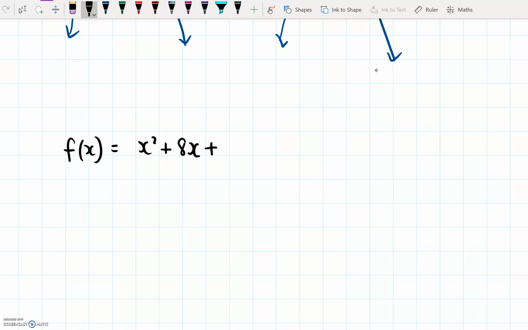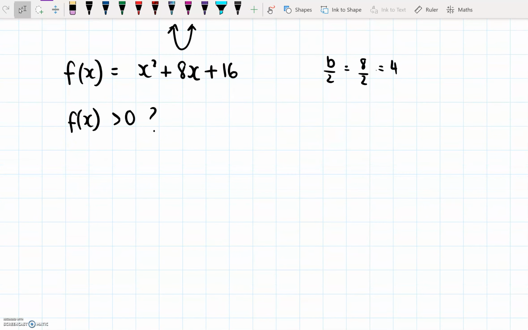Well, think about how we did completing the square. b/2 is equal to 8/2, which is equal to 4. So it's going to be 4 squared, which is 16. So this is our function. And this is a positive parabola, so we know that it's this shape. So where is the function of x greater than 0? This is an example of what you might get.